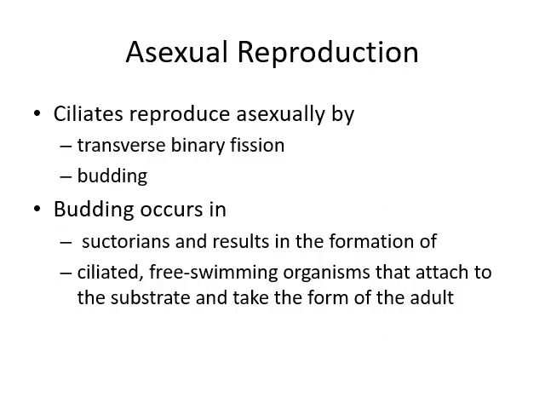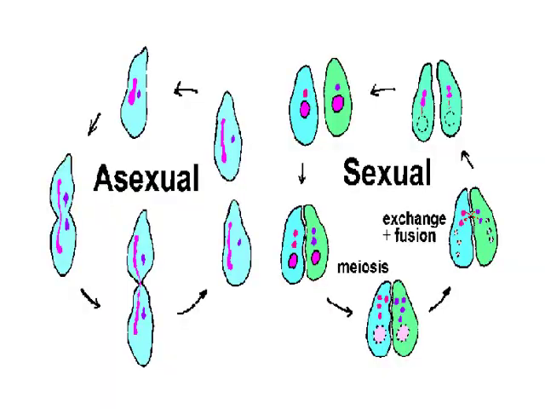Asexual reproduction is through binary fission or budding. Binary fission is transverse, and budding occurs in suctorians and results in the formation of ciliated free-swimming organisms that attach to the substrate and take the form of the adult. Here is sexual and asexual reproduction. There is binary fission and then sexual reproduction, that is conjugation.